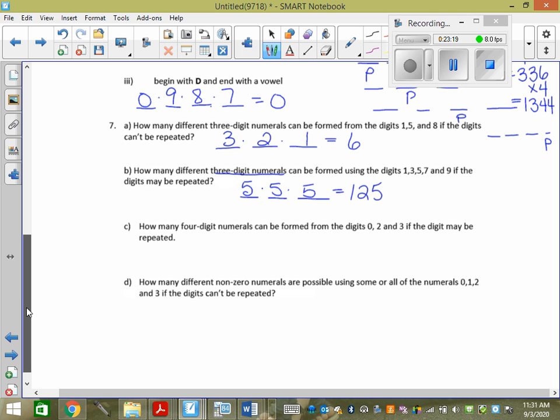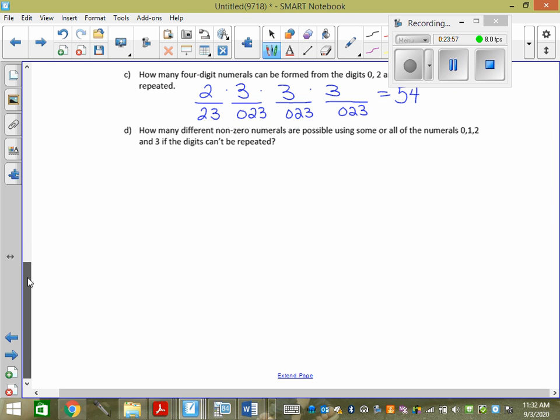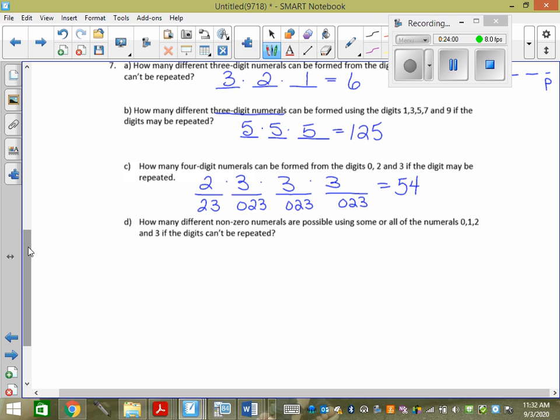How many 4-digit numerals can be formed from the digits 0, 2, 3 if the digits may be repeated? How many options do I have for the first spot? 2, just the 2 and the 3, right? And then 0, 2, 3 for each of the others, right? So 54. And then how many different non-zero numerals? So basically what that means is you can't have the number 0 and count it.